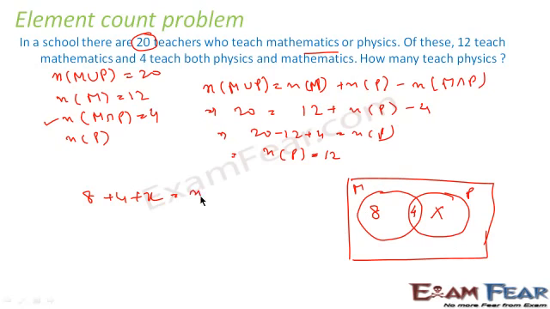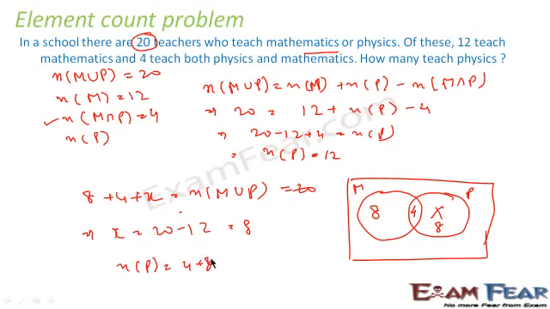What you get is n of M union P, so this is equal to 20, or X is equal to 20 minus 12, which is 8. Now since X is 8 here, the number of elements in P is nothing but 4 plus 8, everything that comes in this box. So this is equal to 12.